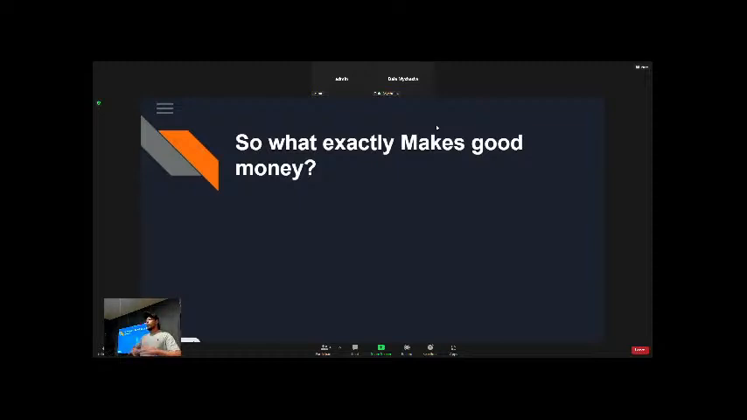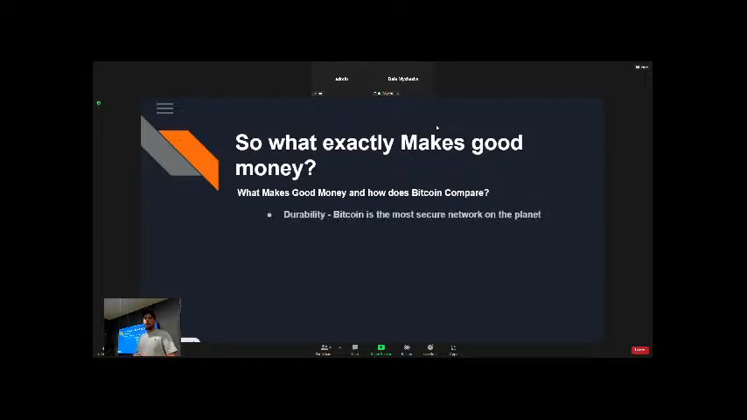But saying all of that, what makes a good money? What makes Bitcoin good in comparison to other monies? There's 6 principles about what makes a good money. So there's durability. Bitcoin is the most secure network on the planet. It's very durable that way. You can destroy your device, and as long as you have your private keys, you can restore it, right? So you can travel anywhere in the world and be able to restore your Bitcoin if anything happens.